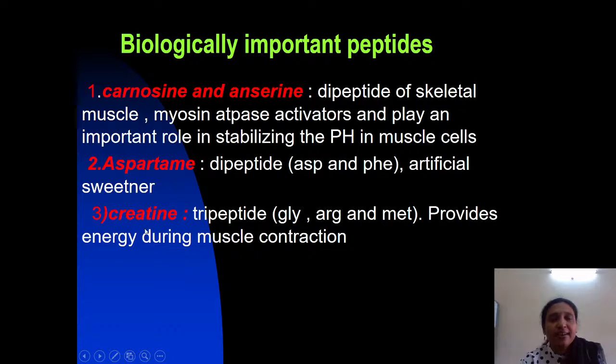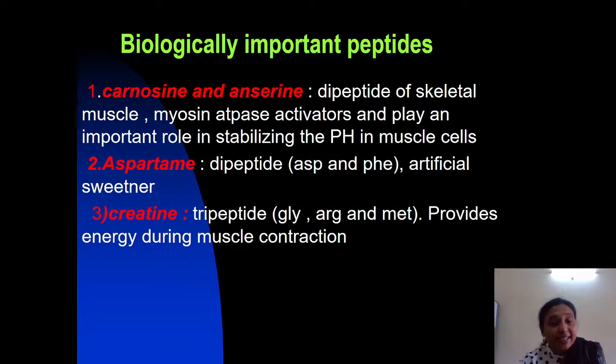Next biologically important peptide is creatine. It's not creatinine, please make a note, it is creatine. Creatine is a tripeptide. How many amino acids are there in a tripeptide? There are 3 amino acids in creatine. And how many peptide bonds are there? There are 2 peptide bonds with 3 amino acids.